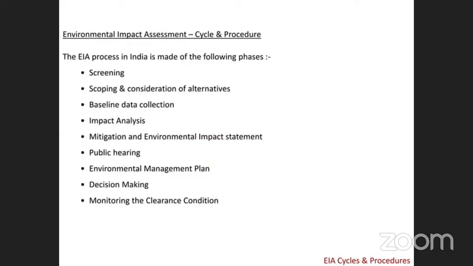Next, mitigation and environmental impact statement. The EIA should include the actions, the steps involved in preventing and minimizing the effects, and levels of the compensation if environmental damage occurs, loss of any environmental damage.